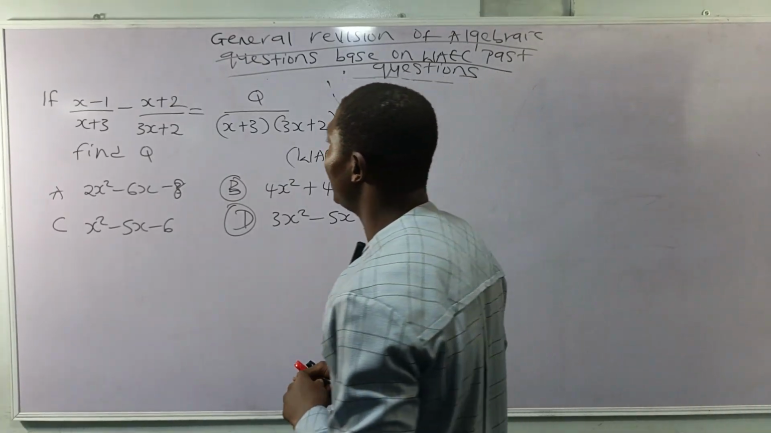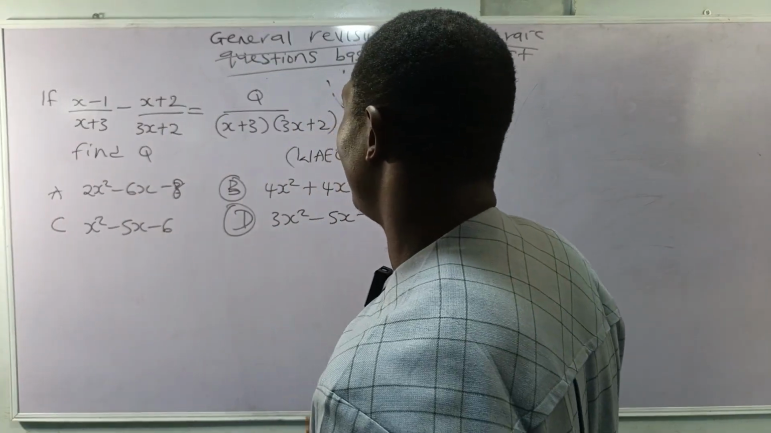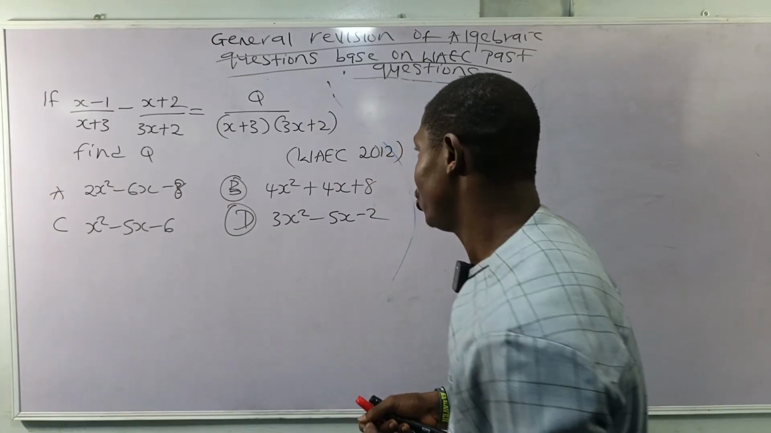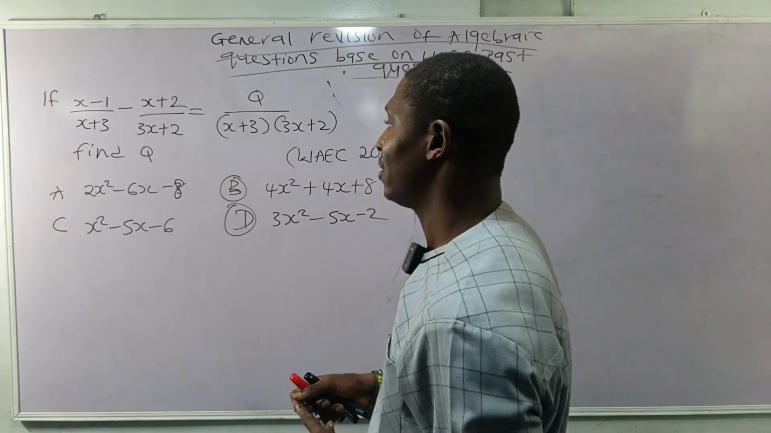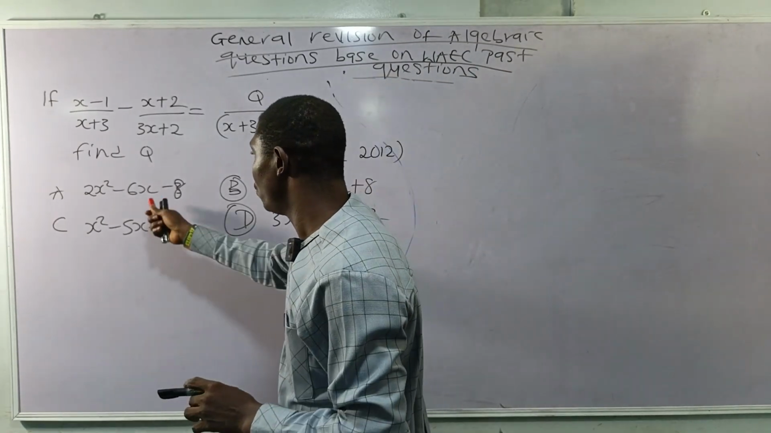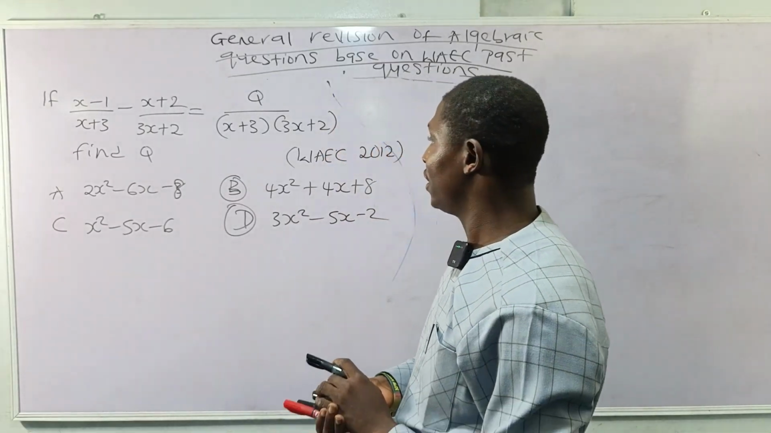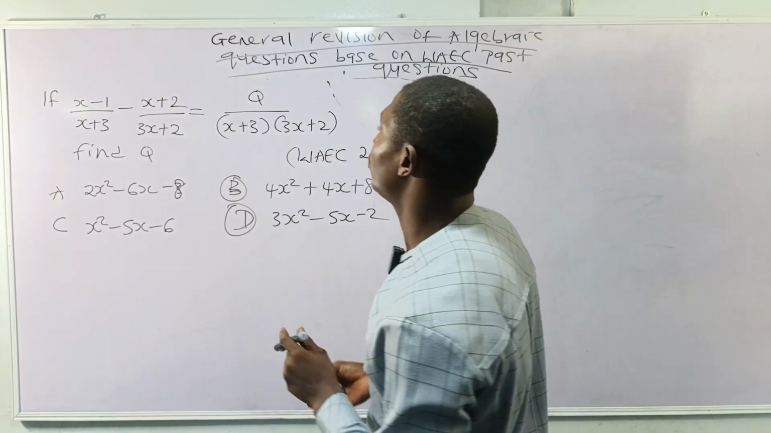We have (x minus 1) all over (x plus 3) minus (x plus 2) all over (3x plus 2) equal to q all over (x plus 3)(3x plus 2). We have to find what? Q rather. But if you watch, the value of q given are all in what? Quadratic expression in the options. So let's see what we can do.